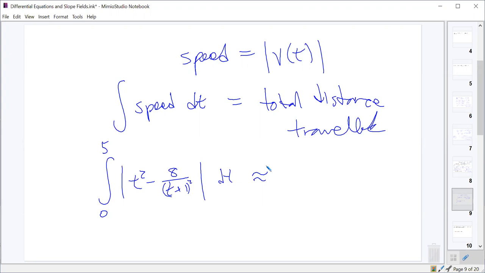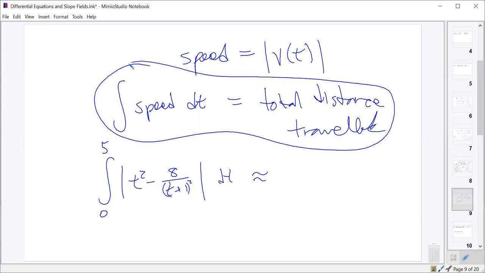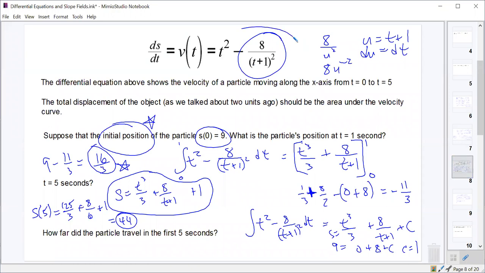Why don't we include the +1? Well, because remember, what we just said is that the integral of speed is the total distance traveled. So that speed is absolute value of velocity. So we're back at this velocity function again. Oh, I see. Okay. Yeah.